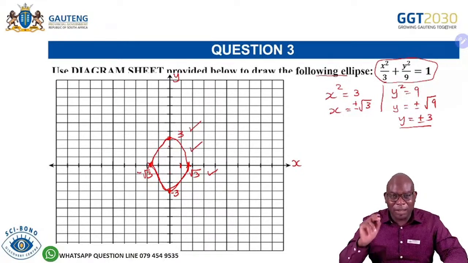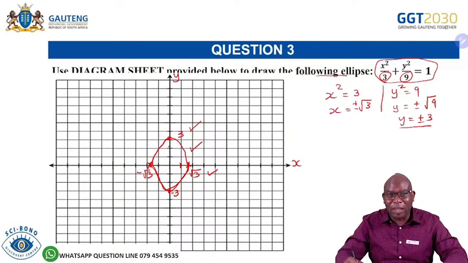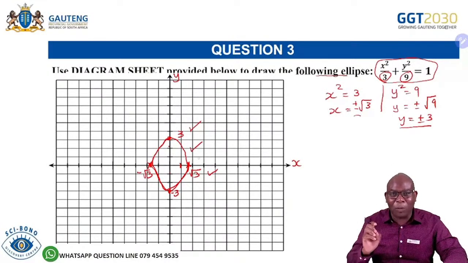This type of question, I'm not saying with the numbers, please. I'm not saying go and memorize those 3 and the 9. They might change the numbers, but just know the procedure of getting your x-intercept and your y-intercept. Then you go to your sketch and draw it. You already have 3 in your pocket. 3 marks out of 150.